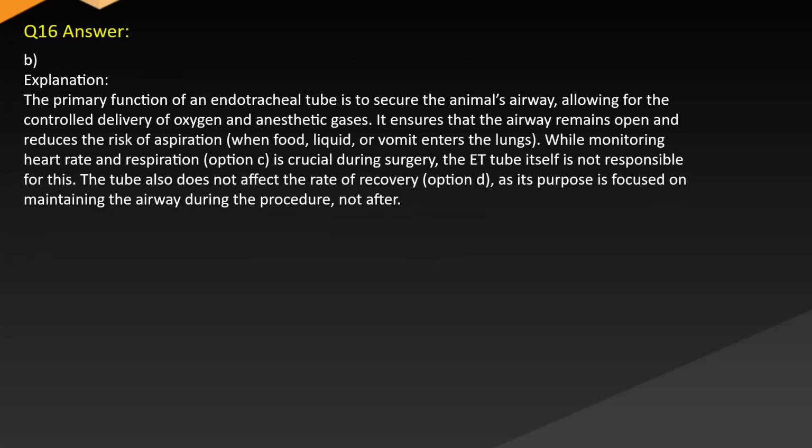Answer B. Explanation. The primary function of an endotracheal tube is to secure the animal's airway, allowing for the controlled delivery of oxygen and anesthetic gases. It ensures that the airway remains open and reduces the risk of aspiration, when food, liquid, or vomit enters the lungs. While monitoring heart rate and respiration, option C, is crucial during surgery, the ET tube itself is not responsible for this. The tube also does not affect the rate of recovery, option D, as its purpose is focused on maintaining the airway during the procedure, not after.